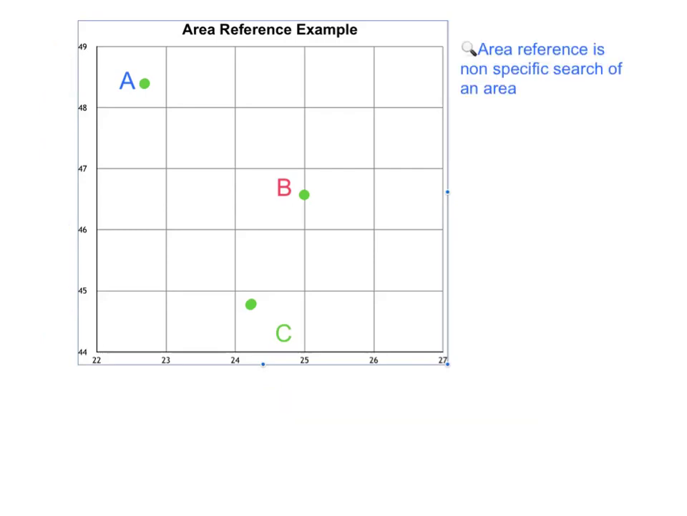Area reference is a non-specific search of an area. At school, I provide my students with the example that if I were looking for a student, area reference would tell me the building the student is in, but not the room. If, for example, I needed to rescue someone, it may tell me which mountain or valley they are in or on, but not where exactly they are.